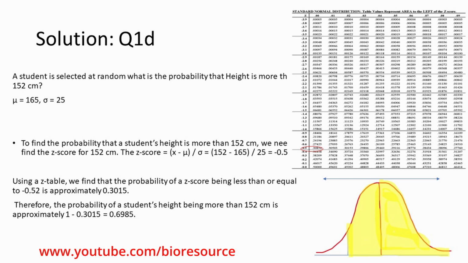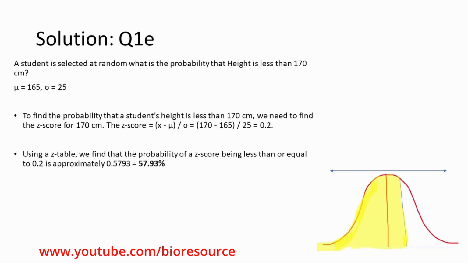Coming to the next problem, what is the probability that the randomly selected student has a height of more than 152 centimeter? The same way we can calculate this. By solving for the Z score, we get a value of minus 0.5. We have to calculate the area highlighted here. The probability of the student's height being more than 152 centimeter is obtained by subtracting from the total area, so 1 minus 0.3015, which is 0.6985 or 69.85%.